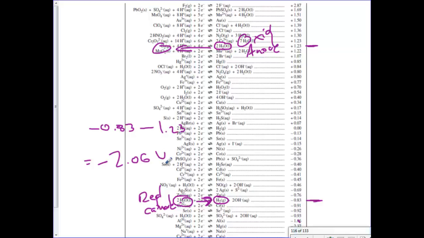Does this reaction happen on its own? No. But if you hook it up to a power source of at least 2.06 volts, you can actually make water turn into its elements of hydrogen and oxygen. So that's all it takes.